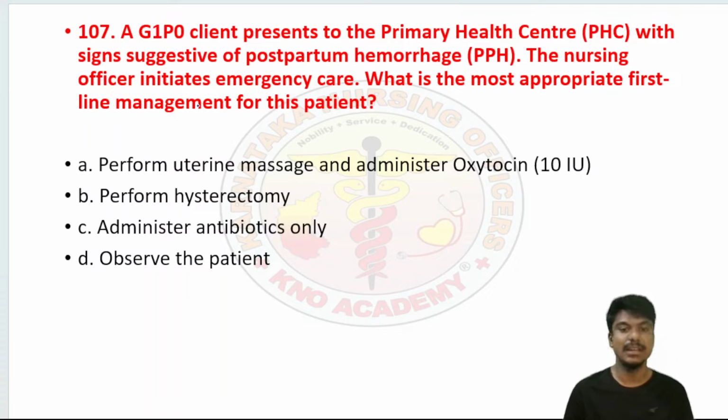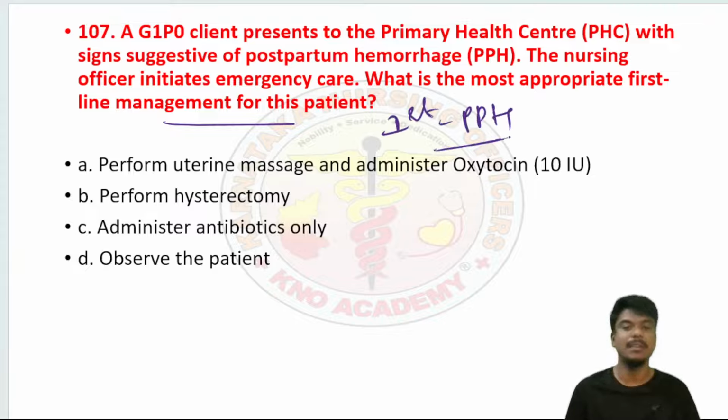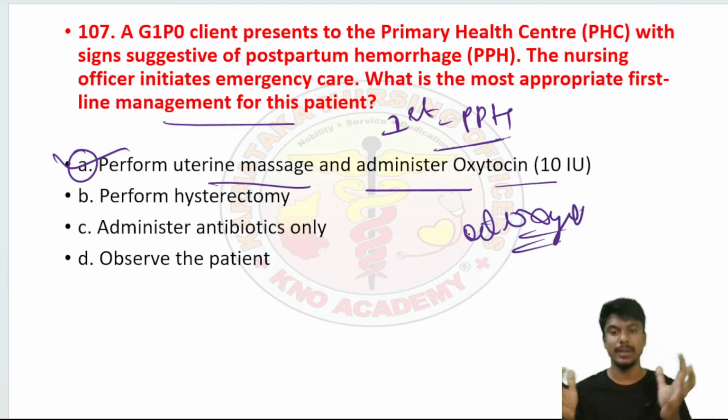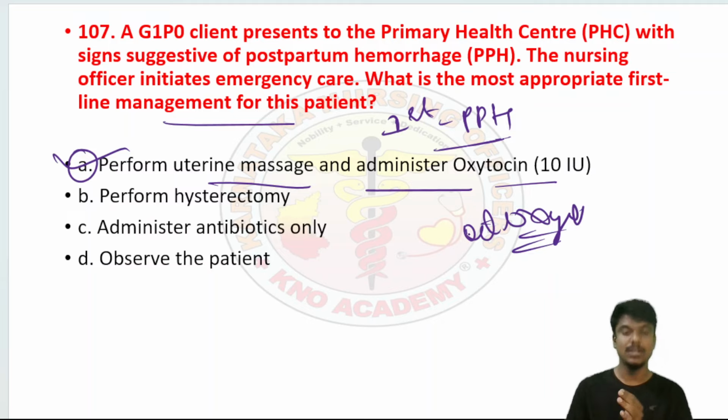The nursing officer initiates the emergency care, and what is the most appropriate first line management of this patient? Here they're asking you what is the first line management of PPH, postpartum hemorrhage. As everybody knows, this one is a very easy answer. Perform uterine massage and administer the uterotonic drug, that is oxytocin. By uterine contraction, there is less chance of bleeding loss. So option A is the right answer.